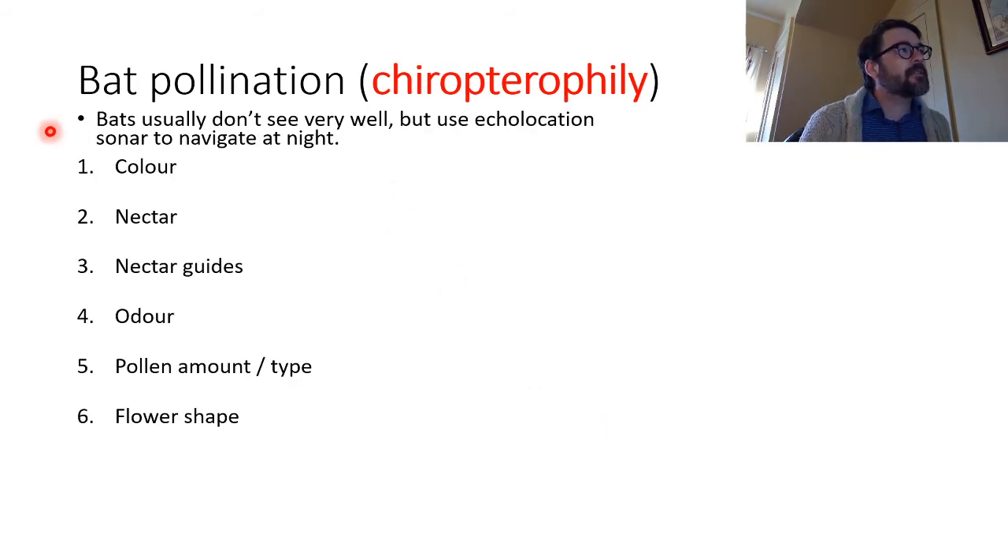One of my favorite kinds of pollination is bat pollination, or chiropterophily. This is really cool. So bats don't usually see very well. Instead, they use echolocation, right? Or it's a type of sonar to navigate in the dark. And so you could imagine then, what kind of color would you need to attract an animal that can't see very well and doesn't actually use color?